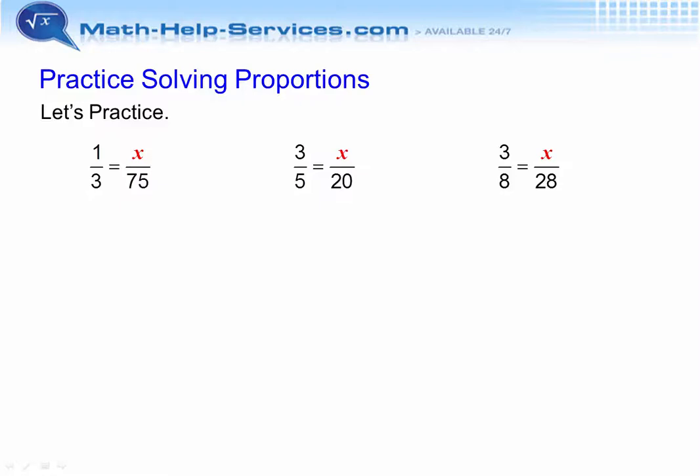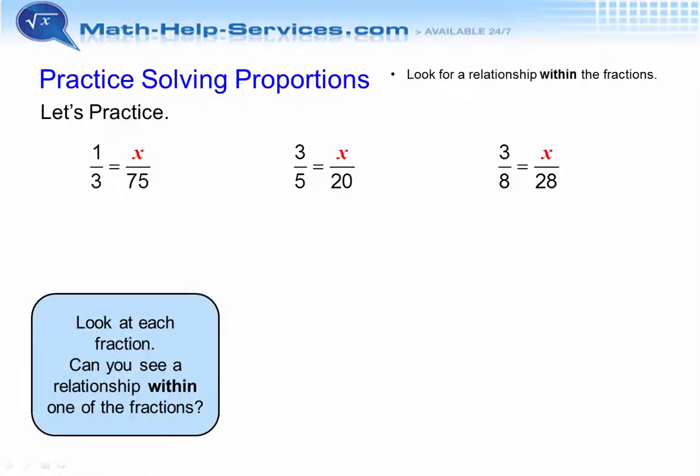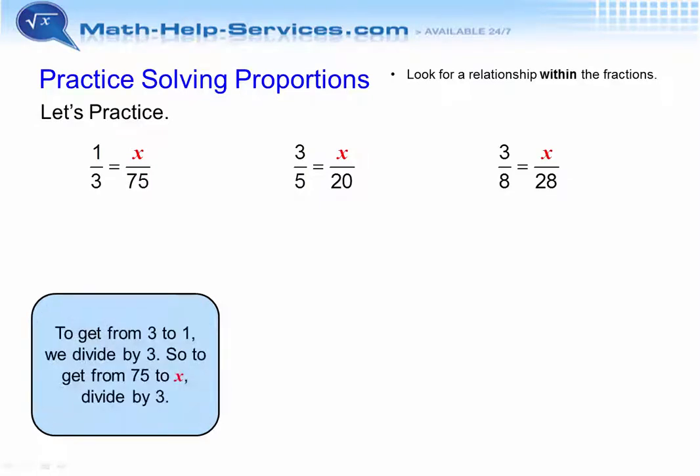Are you ready? Let's check. We can look for a relationship within the fractions. So let's look at each fraction. Can you see a relationship within one of the fractions? To get from 3 to 1, we divide by 3. So to get from 75 to x, let's divide by 3. 75 divided by 3 is 25. So x equals 25.